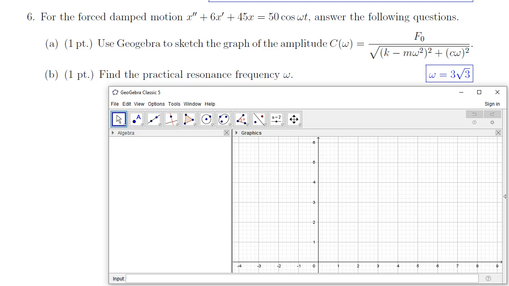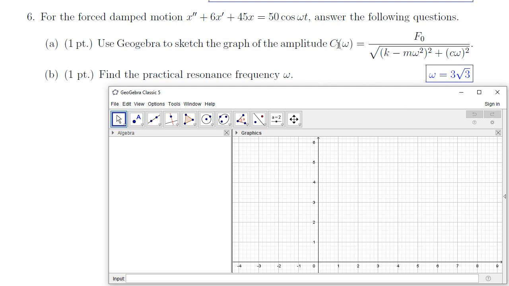All right, let's look at homework 2.6, problem number 6, part A. I'm going to show you how to use GeoGebra to sketch the graph of the amplitude function. So let's do that.